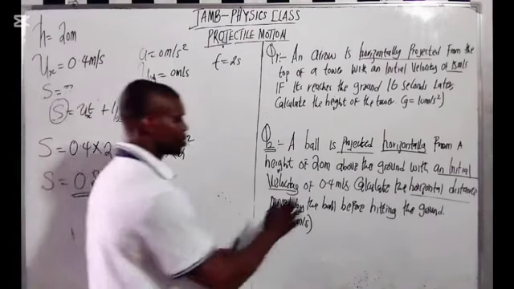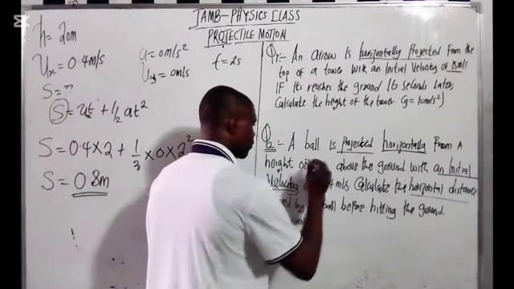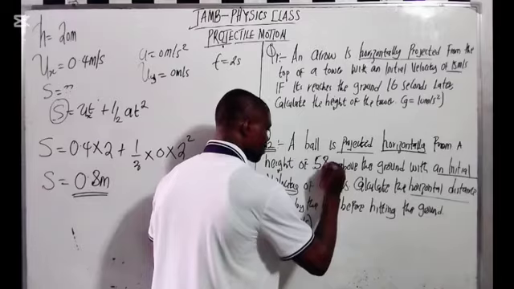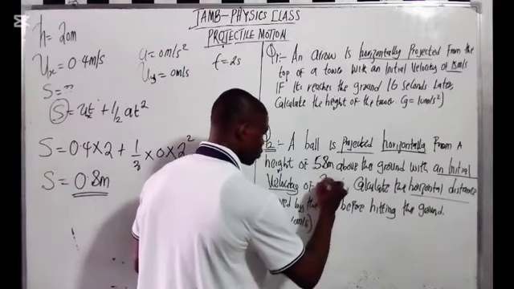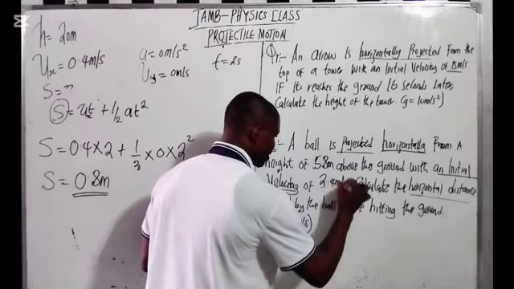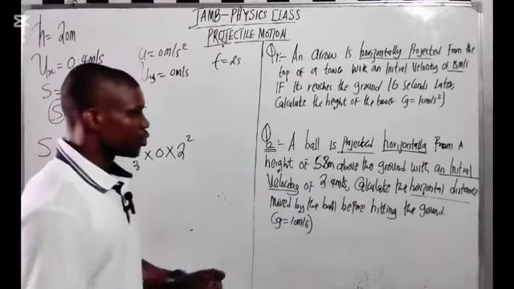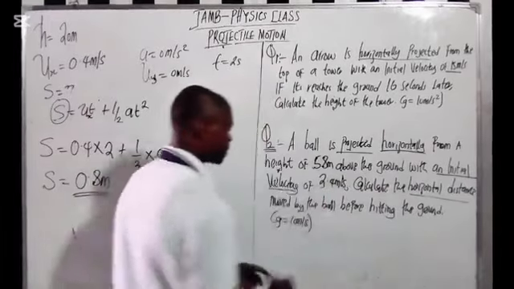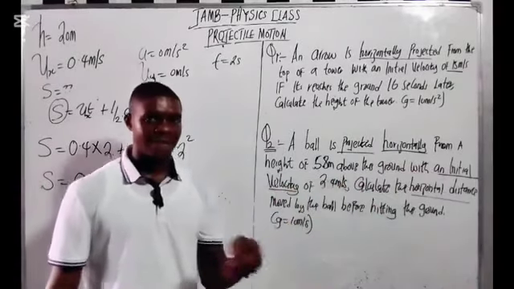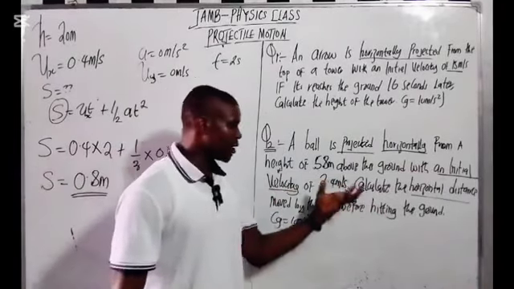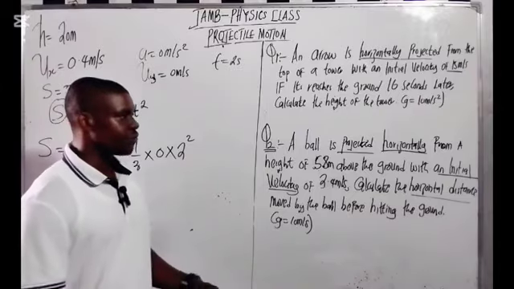Now let me just change the value to 2.4 meters per second, right? So now go ahead and solve this one for me. I've changed the value. Pause the video or go over the video again in case you don't understand. Then solve this question for me.